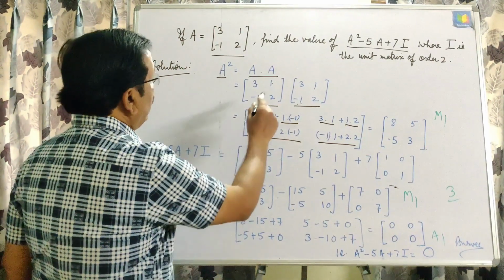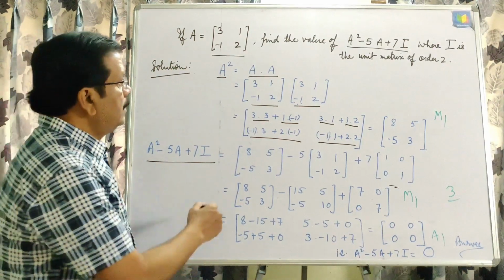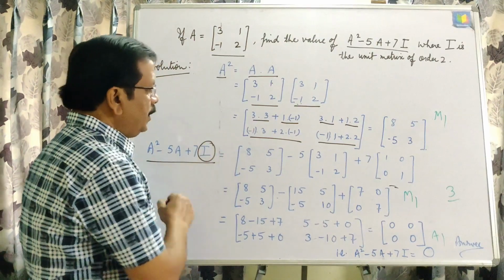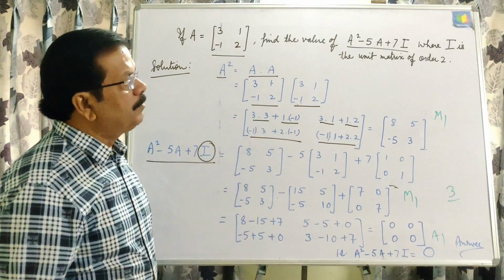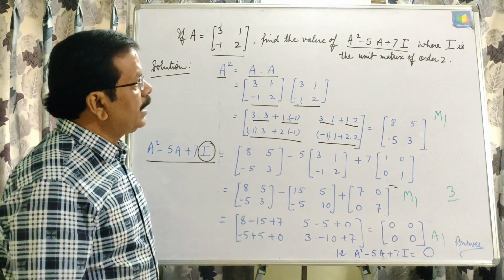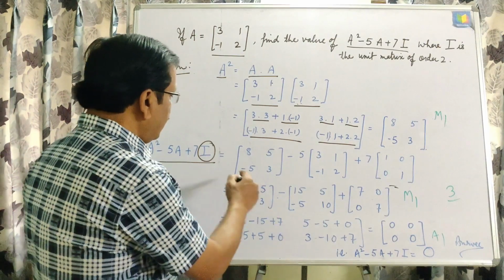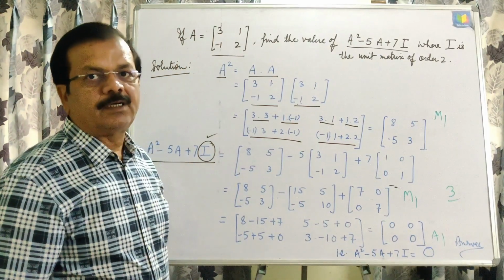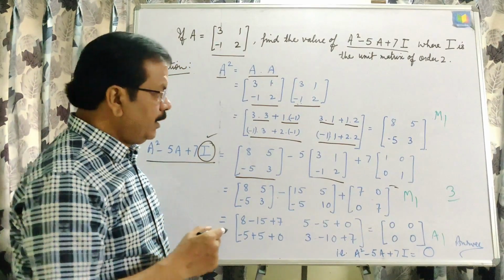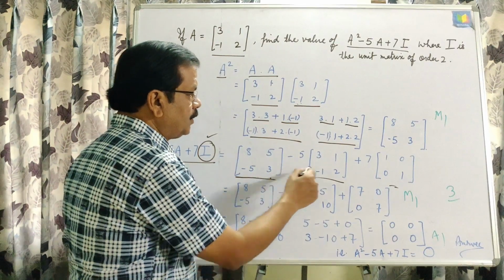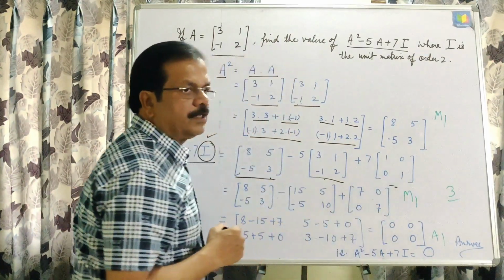Now next, find the value of A square minus 5A plus 7I. I is the unit matrix of order 2. Generally, we are taking the unit matrix. Suppose you are not given unit matrix of order 2. You are given that I is the unit matrix. Then what will you do? Generally, we are taking the unit matrix of the same order in which the other matrices are. Okay, these two matrices are of order 2 cross 2, this is of order 2 cross 2, and that is why we will take unit matrix of order 2 only.